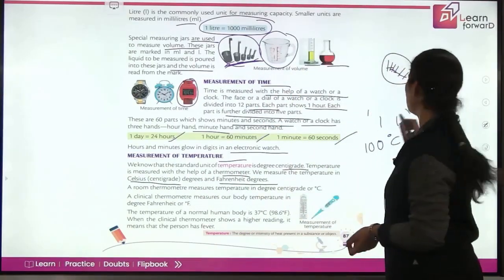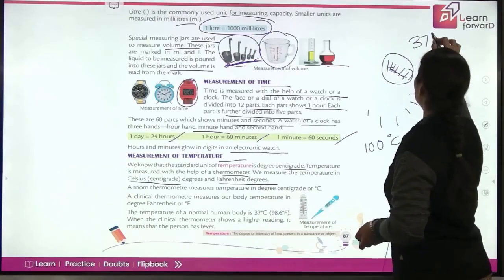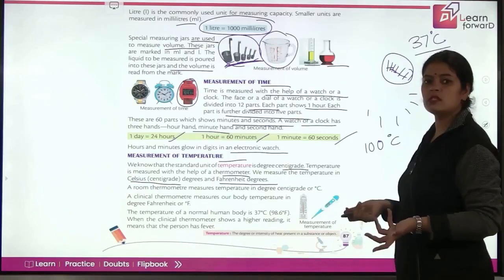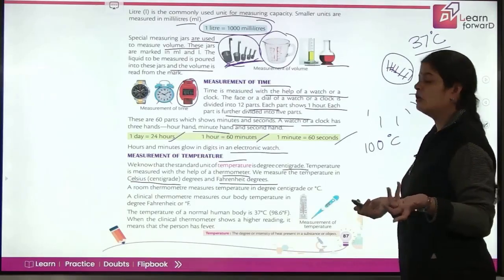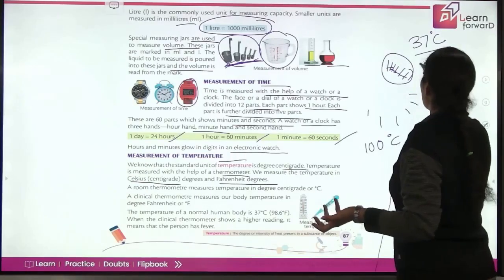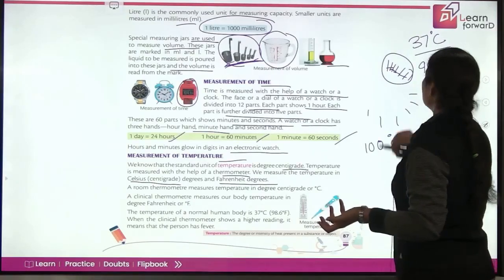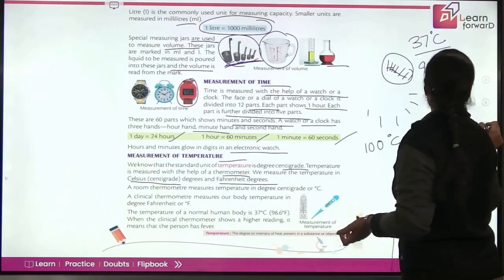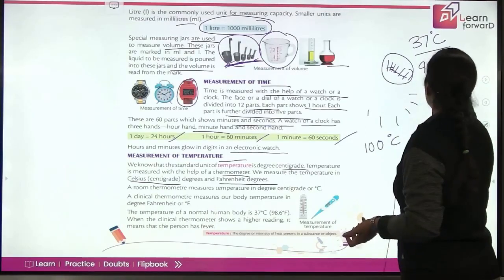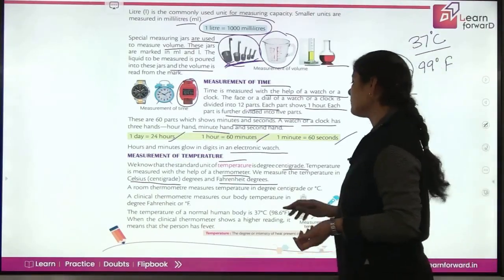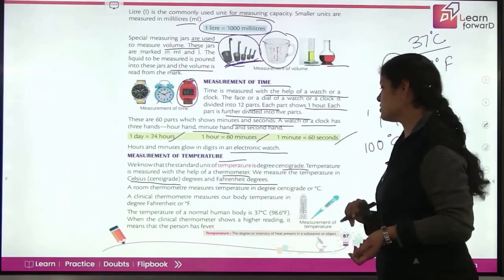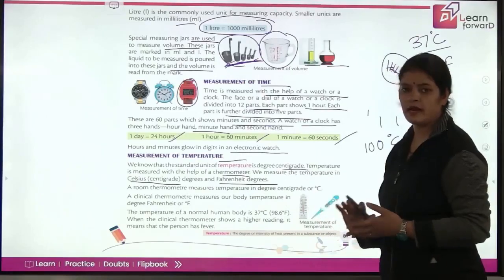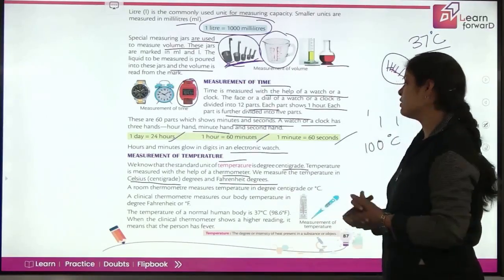So whenever we are saying that the normal temperature of the day is 37 degree Celsius, that means a normal temperature. And fever is always marked as 99 degree Celsius. Sorry, not Celsius. I'm sorry for that. This is 99 degree Fahrenheit. A room thermometer measures temperature in degree Celsius. A clinical thermometer measures in Fahrenheit. So clinical is used for the measurement of body temperature.